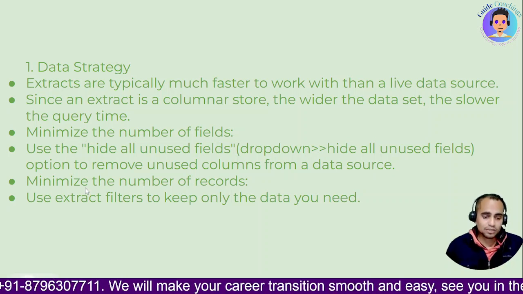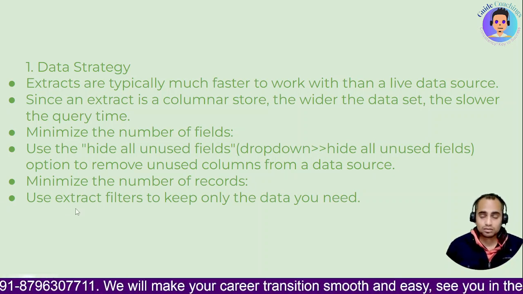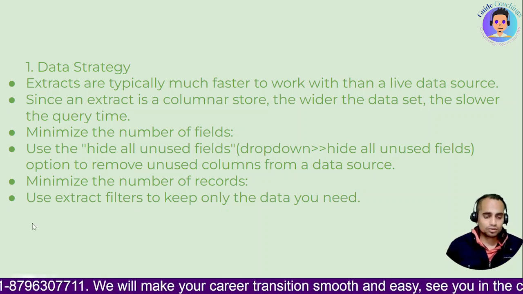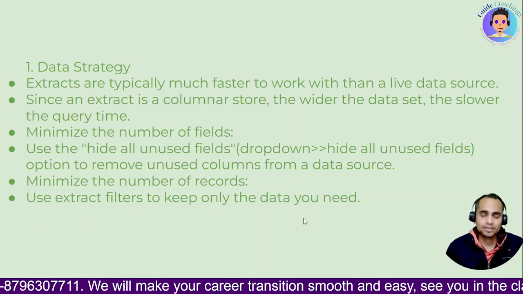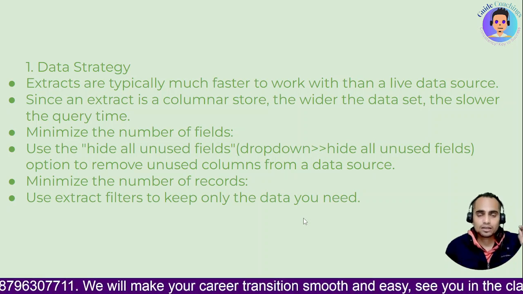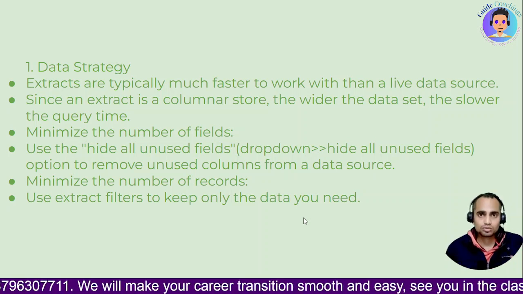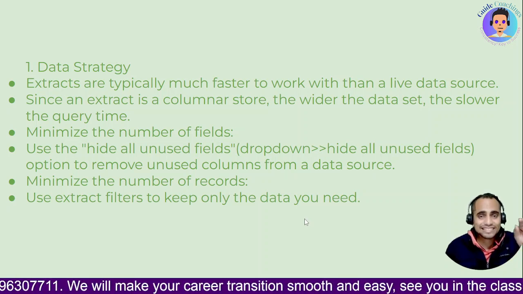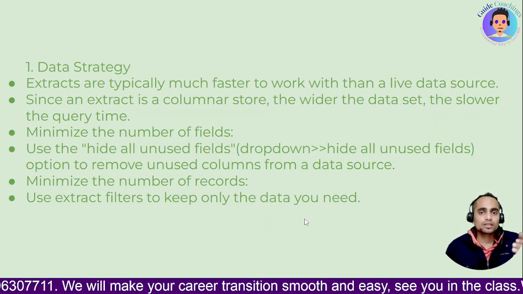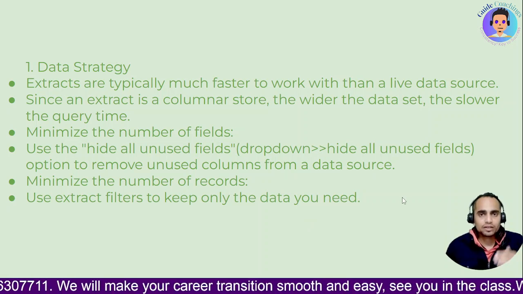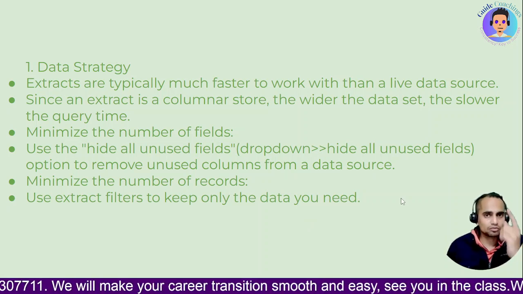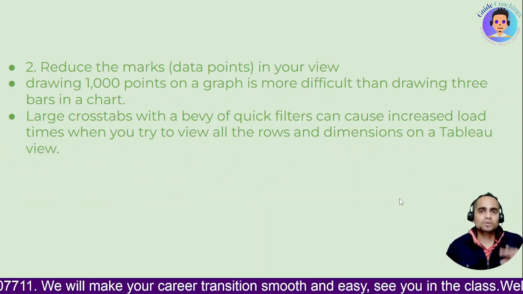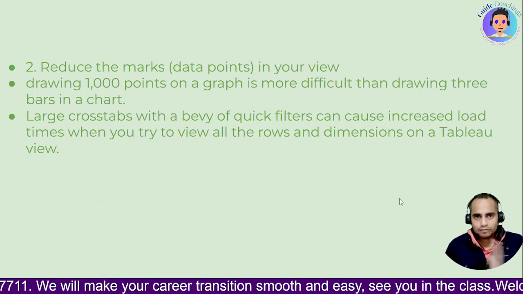The third point is minimize the number of records. The third point is use extract filters and keep only the data you need. Okay, now we can use the extract filters. An extract filter is a filter applied onto the data source layer, where we validate and take only the data which is important and relevant for that particular dashboard. That is how we can do it. Don't worry, we are going to revisit those topics. First of all, we'll complete it.